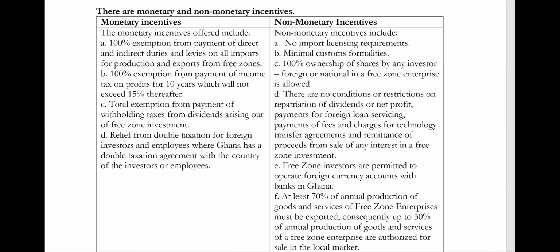Okay, and if you are in a complete export free zone, after the 10 years, you will pay tax of 15%. So first of all, you are exempt from paying duties. You are exempt from tax for 10 years. And then after the 10-year period, if you are into export, you pay 15% tax. You have total exemption from withholding tax on dividends, and you have double taxation relief, but only if the country the foreign investor is coming from has a DTA with Ghana.